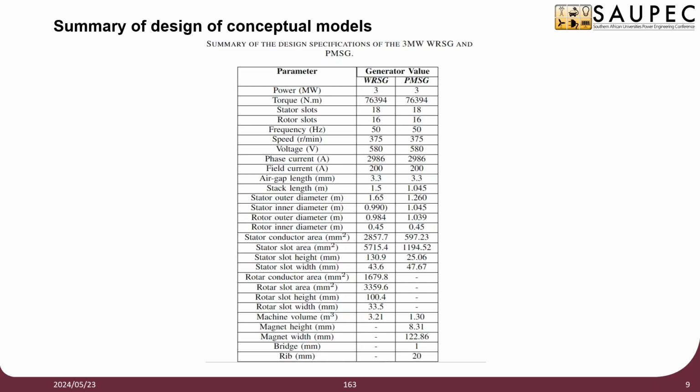The results showed that the WRSG had a stator outer diameter of 1.65 meters and a rotor outer diameter of 0.984 meters. However, the smaller PMSG had a stator outer diameter of 1.26 meters and a rotor outer diameter of 1.039 meters. The PMSG made use of permanent magnets designed with a height of 8.31 millimeters and a width of 122.86 millimeters.